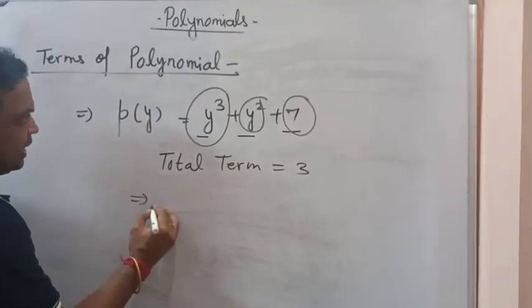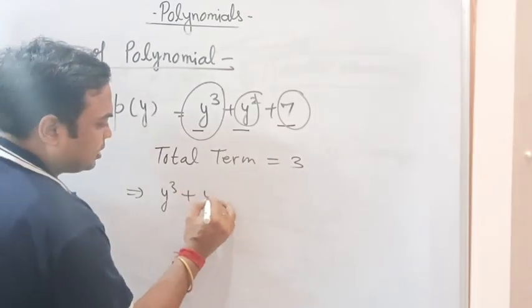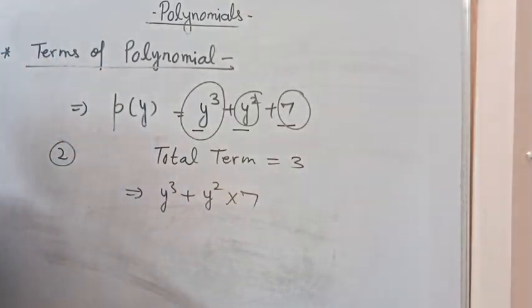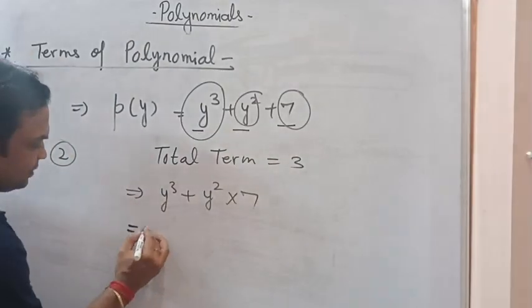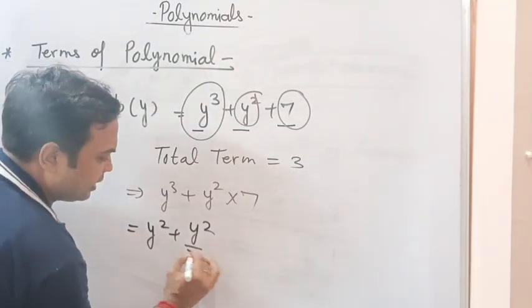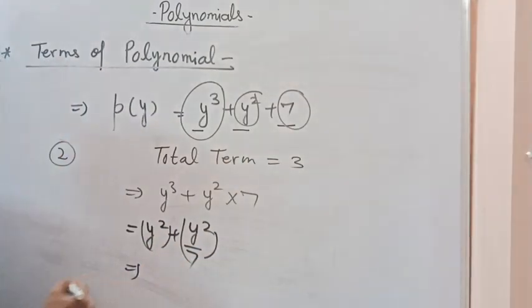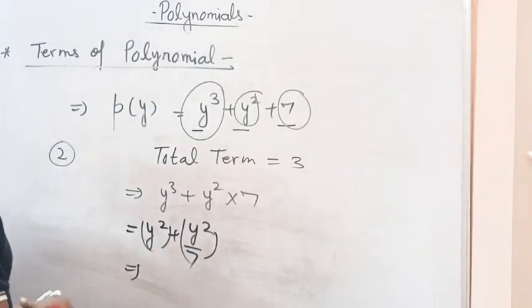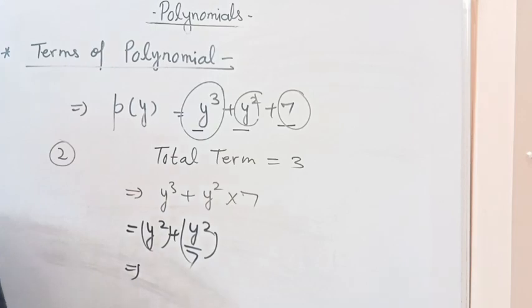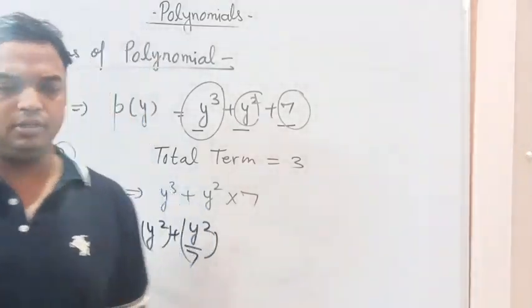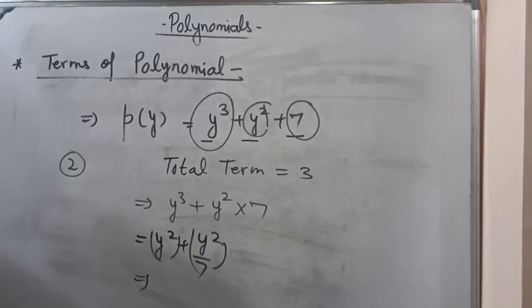If it is written in this manner, in the second case you can consider y cube plus y square into 7. Okay, here plus sign is not there or minus sign is not there, multiplication sign is there. So you can write it in this manner, y cube plus y square by 7. Okay, so this one is a single term and this one is a single term. So total terms are 2. So the variables or constants separated by the mathematical operators are called terms of the polynomial. Okay, we will move to the further topic.